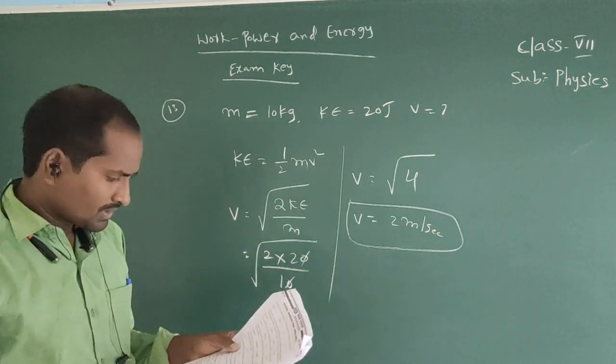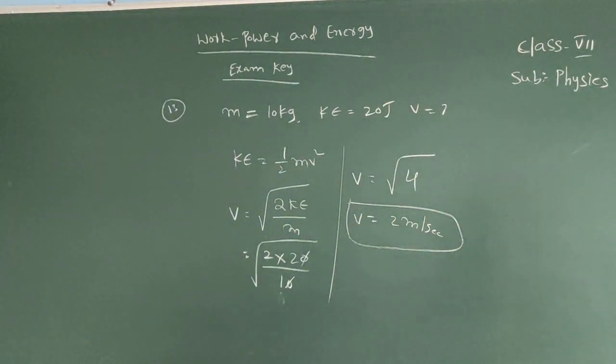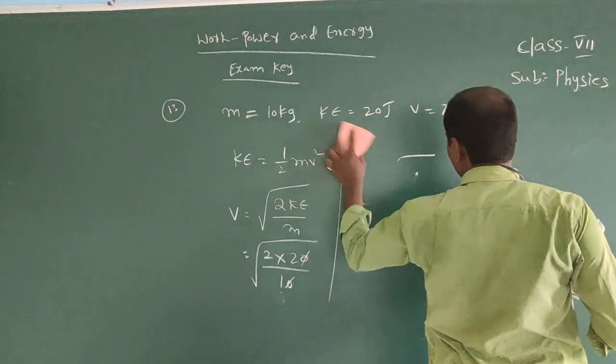Next one, how fast would a man of mass 50 kg run if his kinetic energy equal to 625 joules? 625 joules is given.